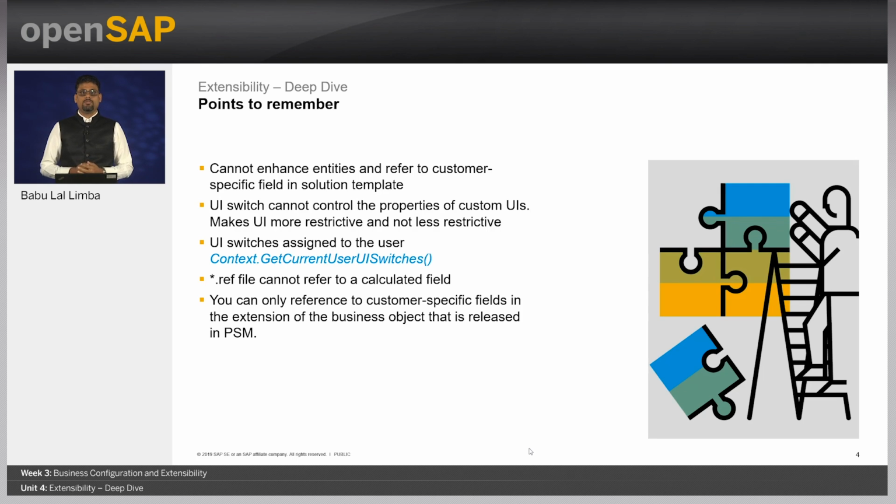If you want to know the UI switches assigned to the user, you can use the library function context.getCurrentUserUISwitches. While you refer to key user extension, you cannot refer to a field that has a property calculated. And last, you can also only refer to the customer extensions that are defined on node which are PSM released.